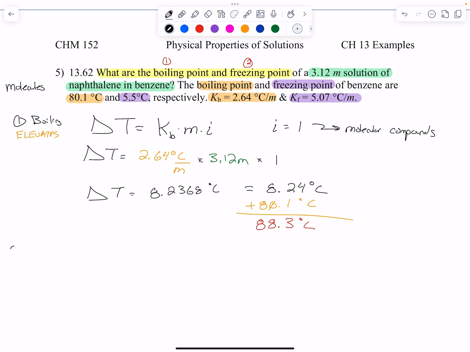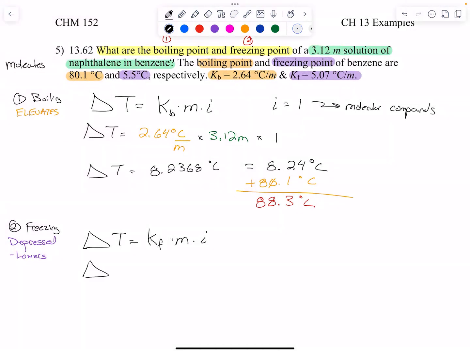Number 2 is the freezing point. And freezing points are depressed, which means lowers. So we have delta T equals KF times M times I. Our freezing point constant is 5.07 degrees Celsius per mole. Still our 3.12 mole, and we're still multiplying by 1. So delta T would be 5.07 times our 3.12.